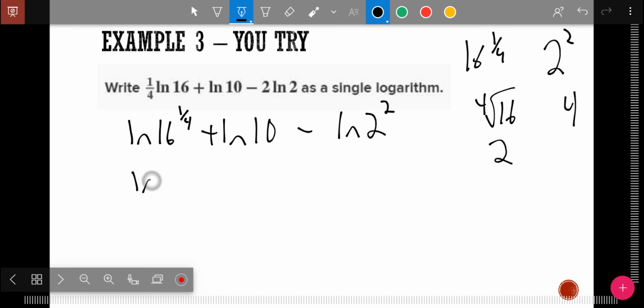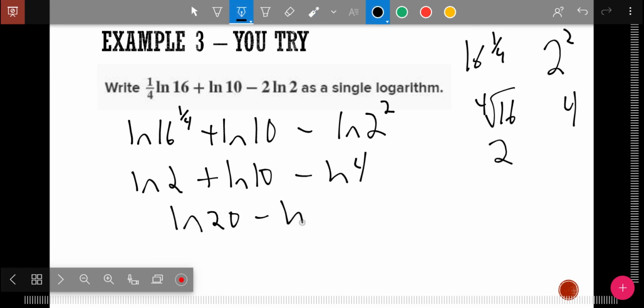And so really I have ln 2 plus ln 10 minus ln 4. Well, from left to right, I do adding first. Adding ends up being multiplying. Product property, ln 20 minus ln 4. Subtraction ends up being dividing, quotient property. So I get my final answer here, natural log of 5.